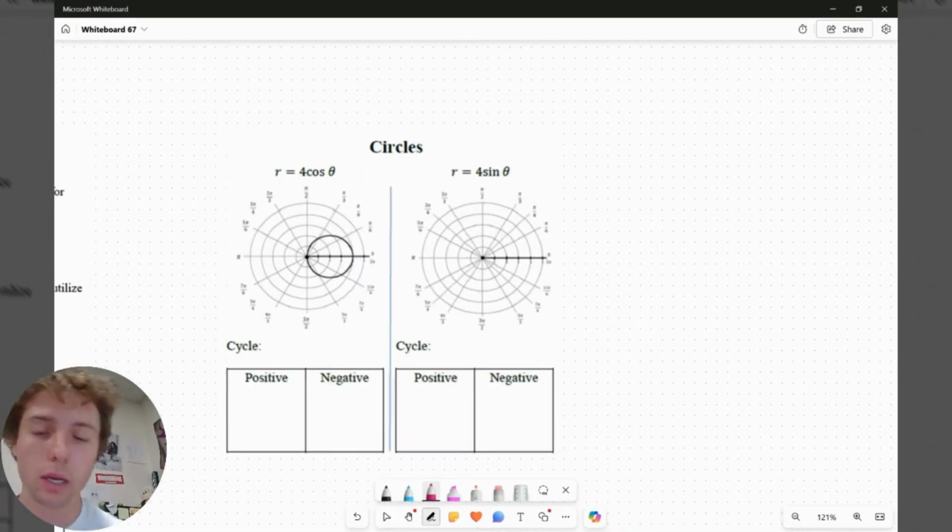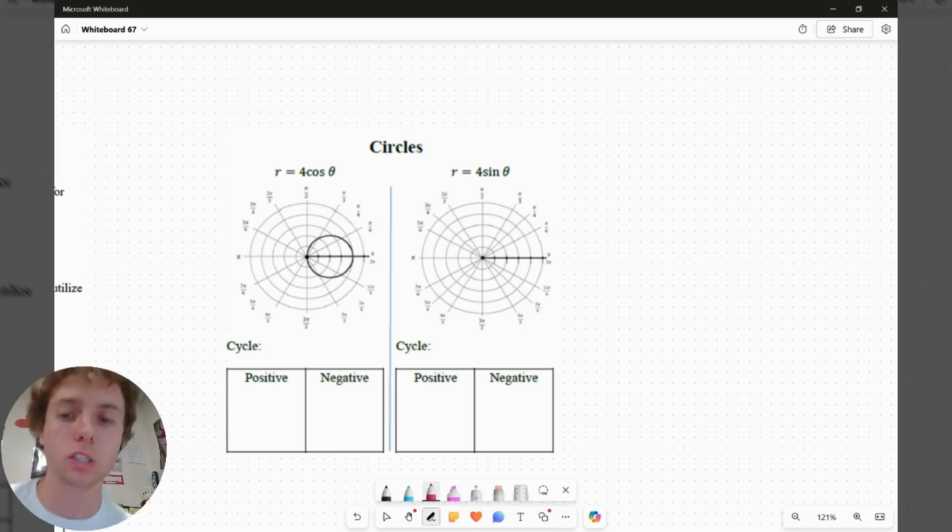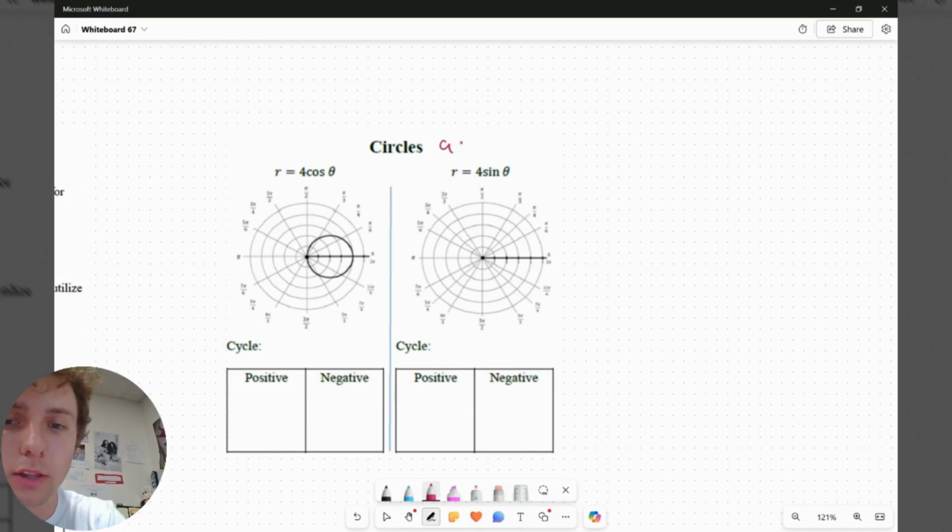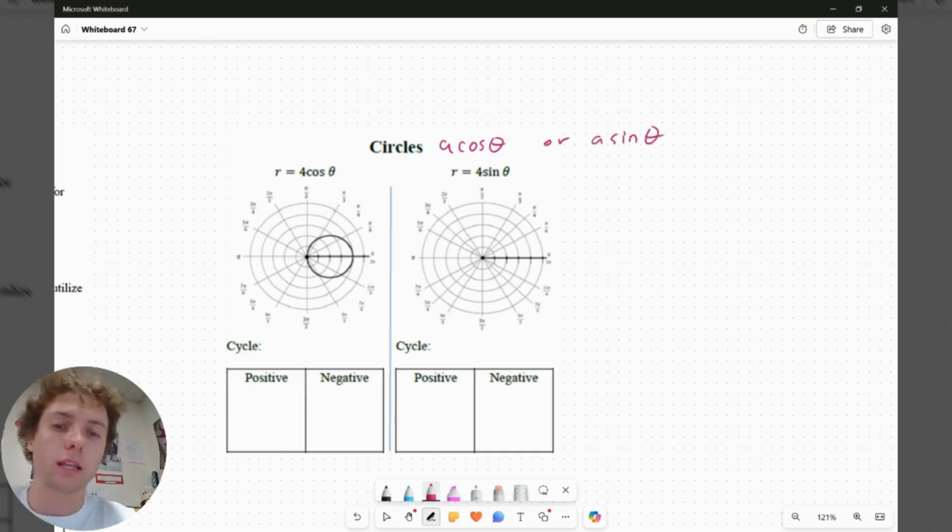Polar functions can create circles whenever you have something in the form of a cosine or a sine. So circles are this form, a cosine or a sine. Notice there's nothing adding or subtracting with these, and there's nothing multiplying with theta. You just have a value, a coefficient, in front of the actual function.